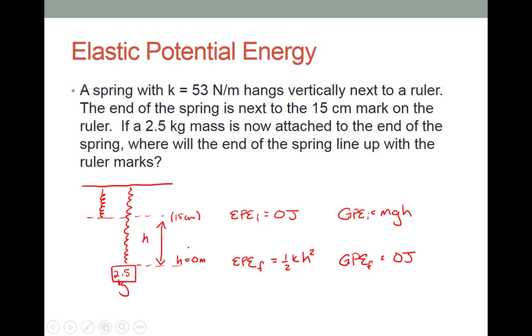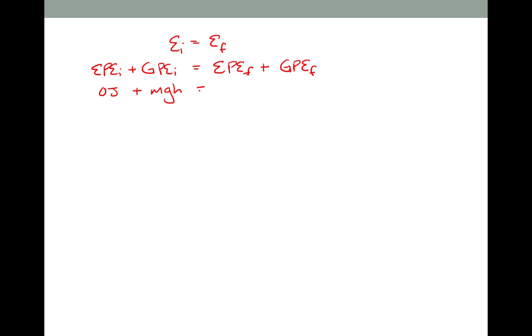Okay, now conservation of energy tells us that our initial energy has to equal our final energy. There is no KE in this problem. So EPE initial plus GPE initial has to equal EPE final plus GPE final. Well, EPE initial was 0 plus our GPE initial, which we found to be mgh. EPE final is 1/2 kh squared, and our GPE final is 0.